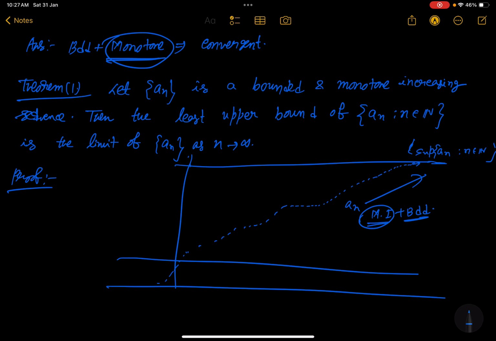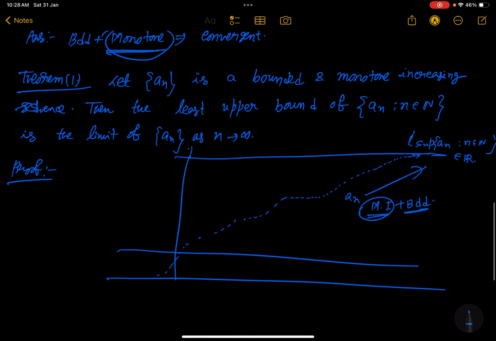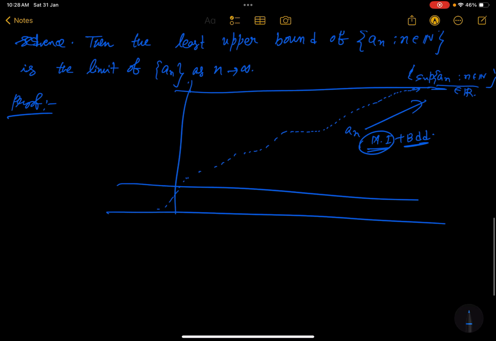Since it's bounded, the supremum is a finite quantity, some real number, by the supremum principle: every bounded subset of R has a supremum in R, if the set is non-empty. Here this set {a_n : n belongs to N} is non-empty. So how do we prove it?